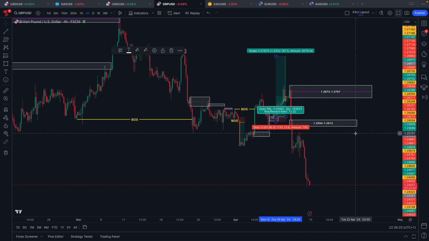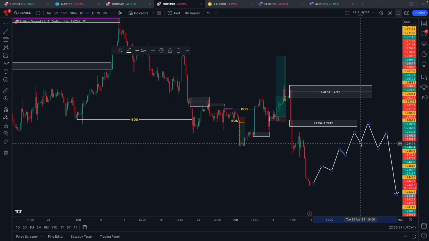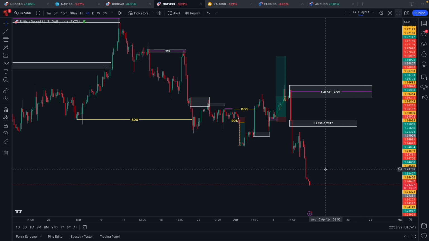So I'm expecting a correction up and into one of these before a move to the downside. Again, what do we want? We want to see price trade up and into these. Something like this. I'm just going to be quite quick. A break in the last protected low, and then a move to the downside. So a break in the low here before a move to the downside.